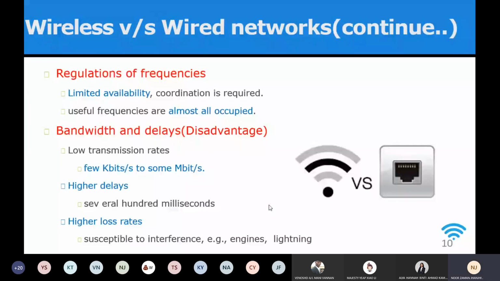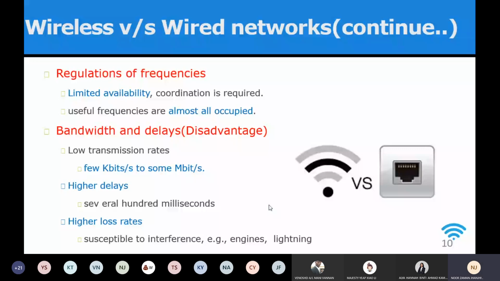Going ahead. Now here we are trying to compare the wireless and the wired, both of them. There is no comparison. But we are just trying to compare to give you an idea of what the different things are. If we talk about the quality, there is no comparison with the wired network.